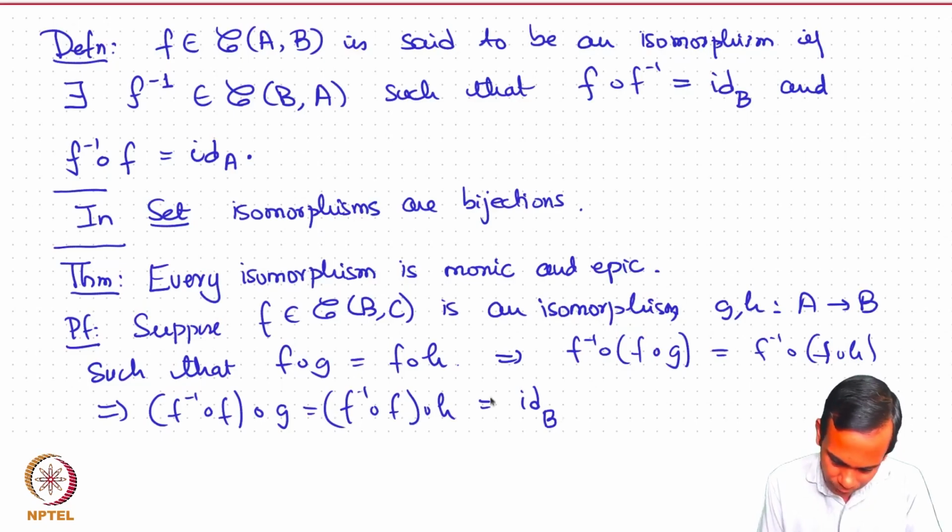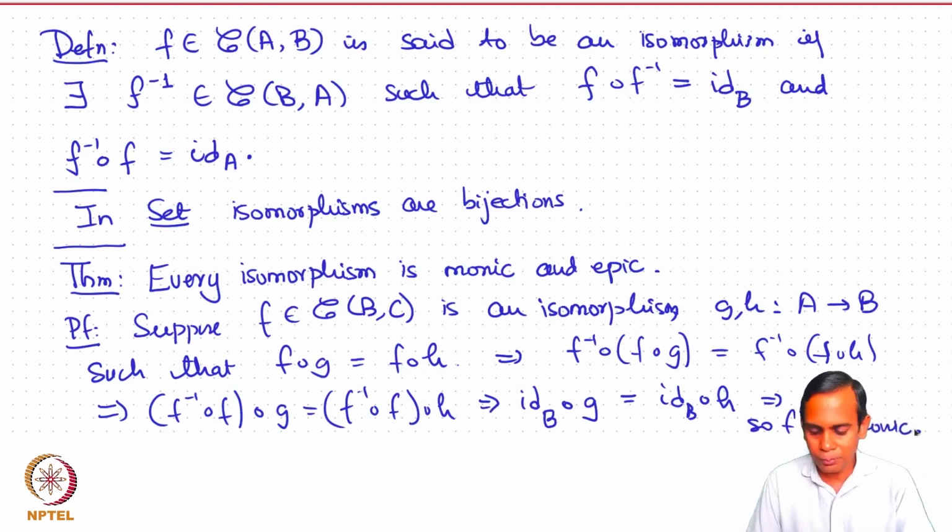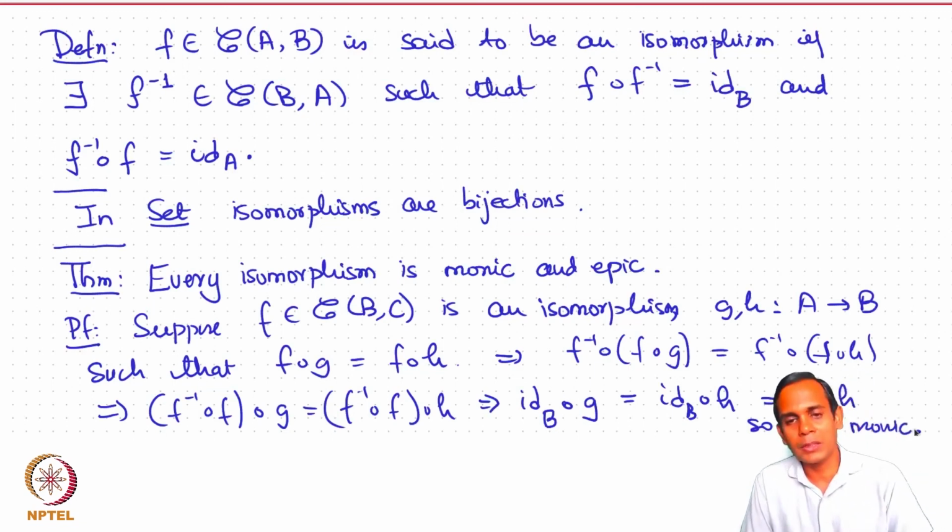f inverse goes back to B. Identity of B circle G is equal to identity of B circle H. But identity of B circle G by the identity axiom in category theory is G. So this implies that G equals H. So f is monic. I leave you to write down the proof that an isomorphism is epic as an exercise.